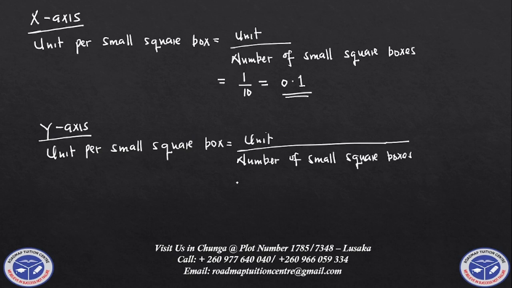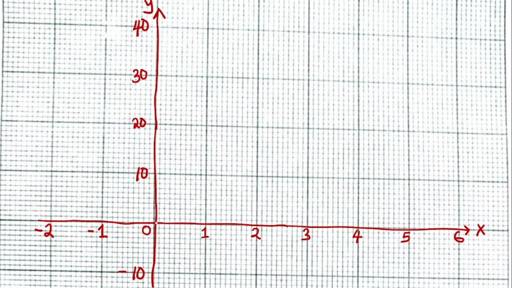Okay, so here the unit that we have is 10. The number of small square boxes also is 10. That means per small square box it is 1. So as you'll be plotting, you know that on the y-axis, one small square box is 1. On the x-axis, one small square box is 0.1. Okay, so we'll start plotting.